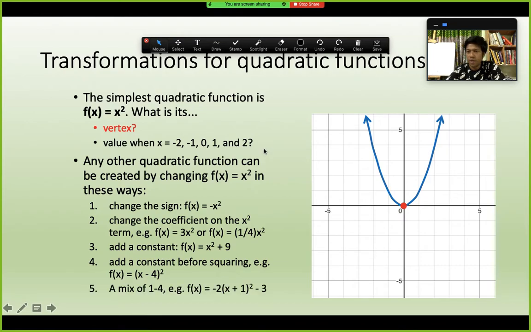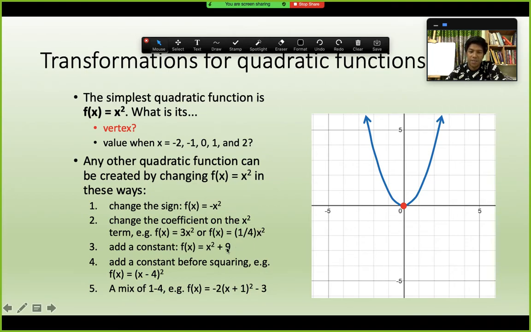Now, what are the ways by which we can change it? What are the transformations that we can do with this graph? We can change the sign. We can give a negative sign before this x squared. We can change the coefficient of x squared. Like we can write here 3x squared, 4x squared, 2x squared, like this, or 1/4 x squared. You can write like this.